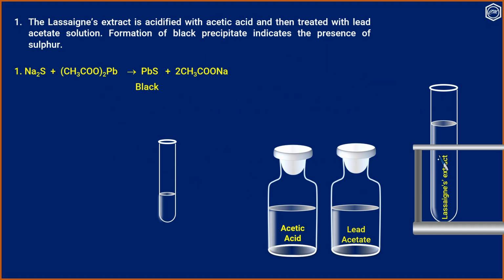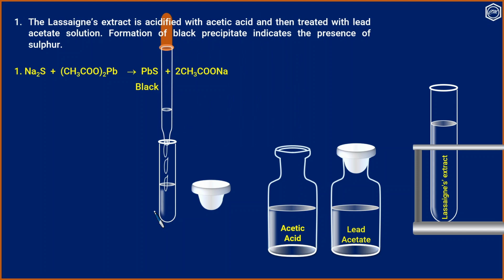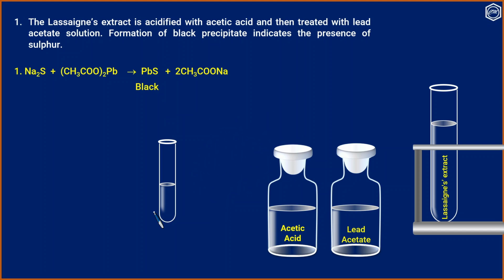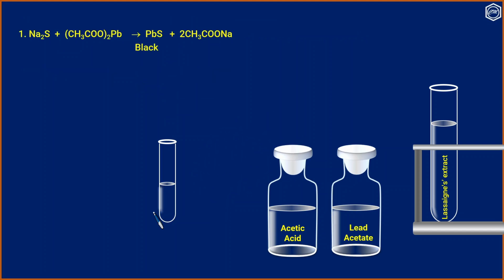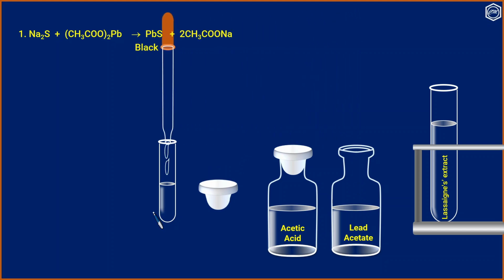This is the Lassaigne's extract. We take about 1 ml of the extract in a test tube. First, we acidify the solution with acetic acid. We add a few drops of acetic acid into the solution. After that, we add lead acetate solution. A few drops of lead acetate solution we are adding. And we use a dropper for that.